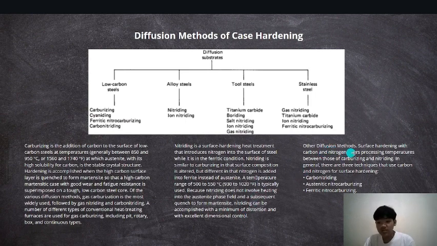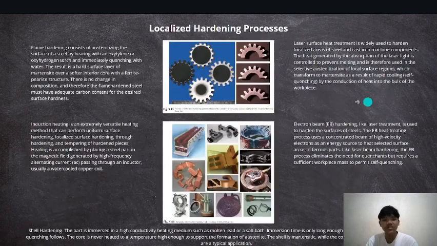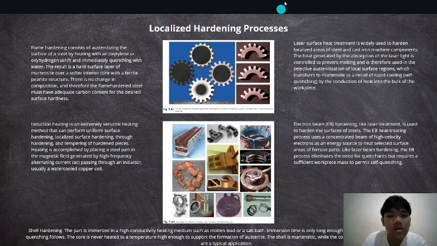Other diffusion methods. Surface hardening with carbon and nitrogen offers precise temperatures between those of carburizing and nitriding. In general, there are three techniques that use carbon and nitrogen for surface hardening: carbonitriding, austenitic nitrocarburizing, and ferritic nitrocarburizing. Next, localized hardening processes.